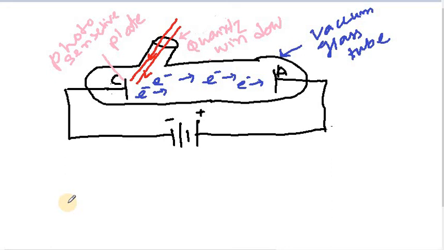On the other hand, some materials like alkali metals such as lithium, sodium, potassium, cesium and rubidium are sensitive even to visible light. So all these materials are photosensitive substances and can emit electrons when we illuminate them with light. These electrons are termed photoelectrons, and this phenomenon is called the photoelectric effect.